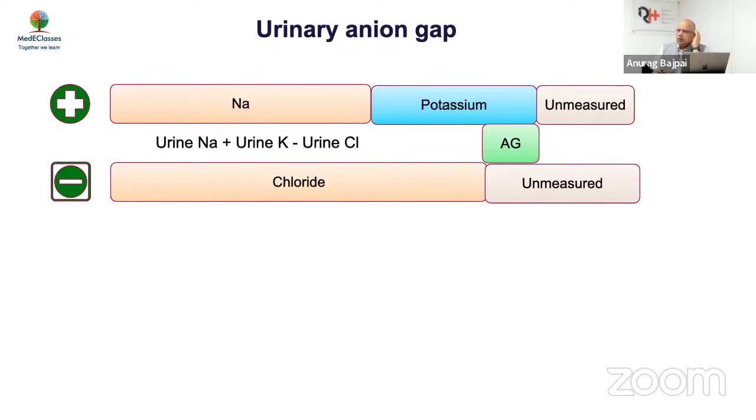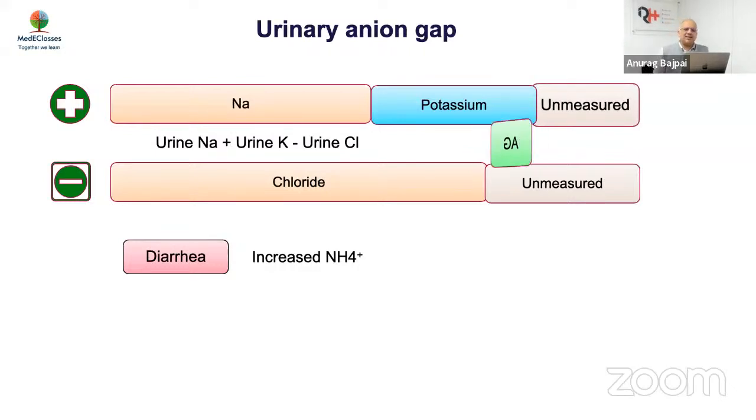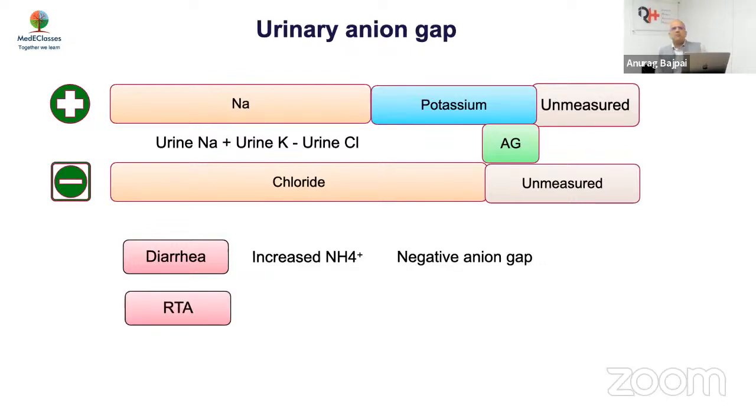It will be negative because you're not measuring it, while if it's defective, it will be positive. So very clearly in conditions like diarrhea, you will have increased ammonium production. The urinary anion gap will become negative and you can really identify that. While whether you have a distal or a proximal RTA, the ammonium production is impaired.